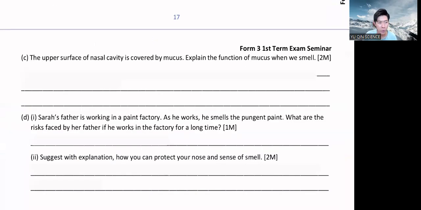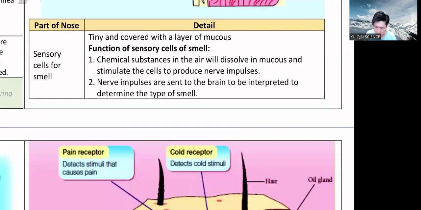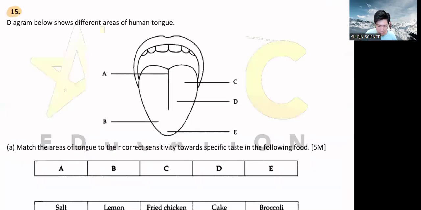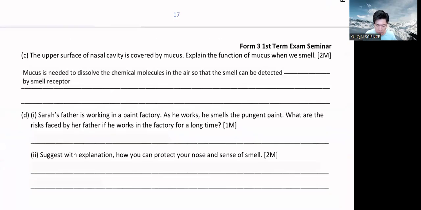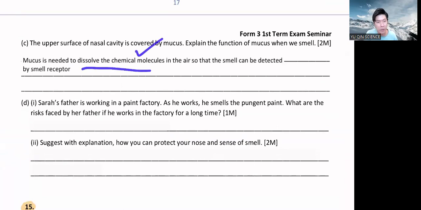Okay, so for 2 marks. You want to say it is to dissolve chemical substances, 1 mark. Then for the second mark, we continue here: so that it can stimulate the cell to produce nerve impulses. So first mark is from here. Second mark, produce nerve impulses. Dissolve chemical, so you can produce nerve impulses, or you can say detect the smell.